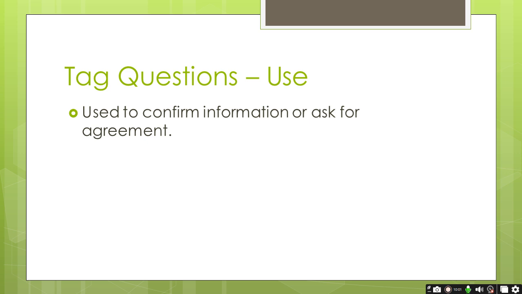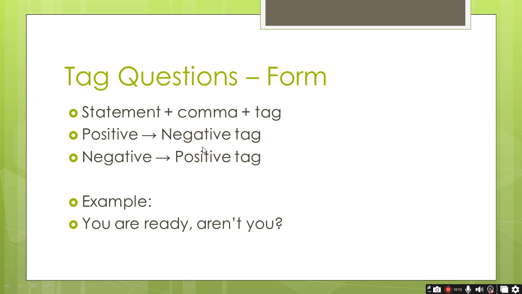We also have what we call tag questions. These tag questions are used to confirm information or ask for agreement. This is how they are formed. Statement plus comma plus tag. You look at this example, you are ready. This is the statement, your phrase. You are ready. Then you put a comma here. And then you ask now the tag question.